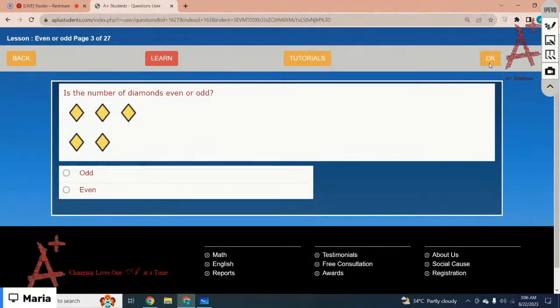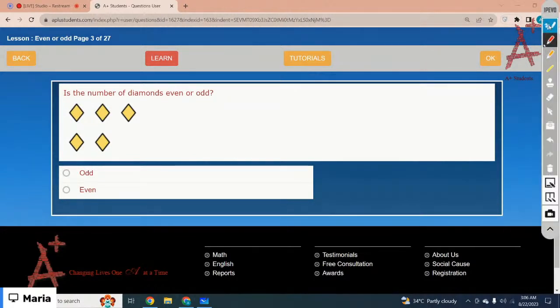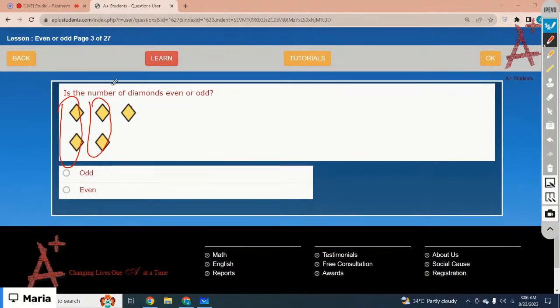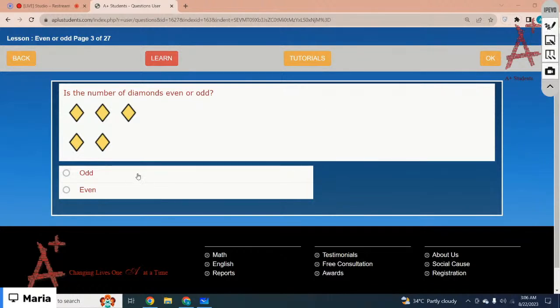Is the number of diamonds even or odd, which is the correct option? Let's just match them in the form of pairs. So you can see you are left with one more, right? You don't have another one to make the pair, right? That means they are odd in number. The correct option is odd. You can see they are 5 in number, and 5 is an odd number. The correct option is odd.